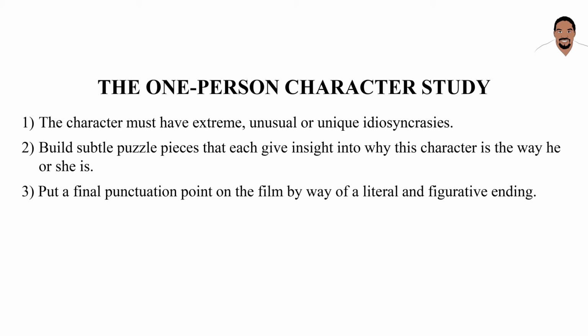Number two is you build subtle puzzle pieces for the audience to sort of connect the dots. You build enough of those so that the audience can have a bit of an aha moment where they finally kind of understand possibly what makes this character act like he or she does, or what makes this character tick. Basically, we do this by way of other characters or by the main character, him or herself, especially for the one character, throughout the film.